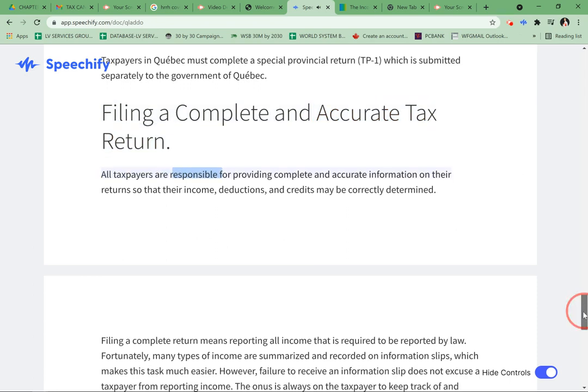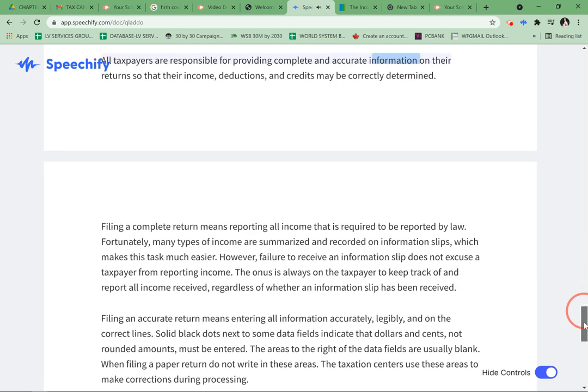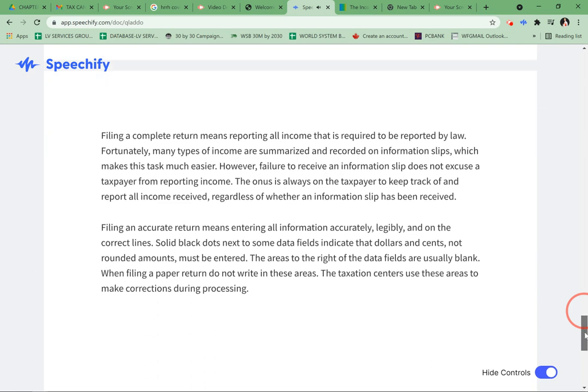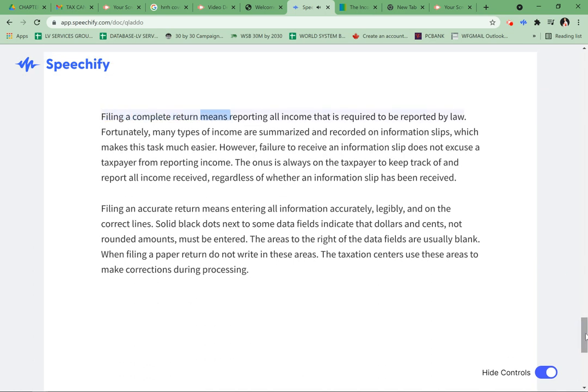Fortunately, many types of income are summarized and recorded on information slips, which makes this task much easier. However, failure to receive an information slip does not excuse a taxpayer from reporting income. The onus is always on the taxpayer to keep track of and report all income received, regardless of whether an information slip has been received.